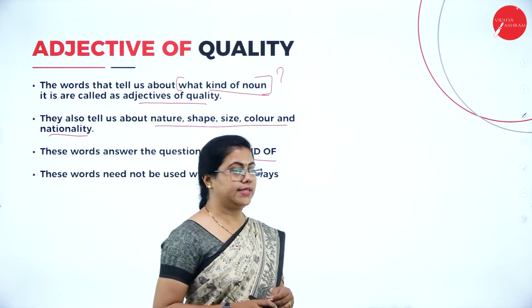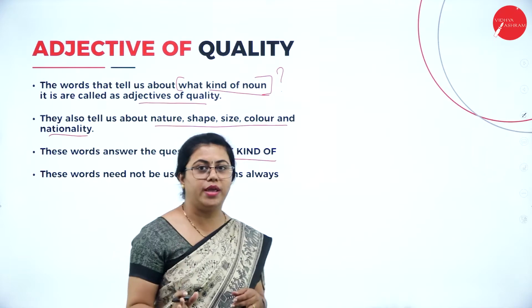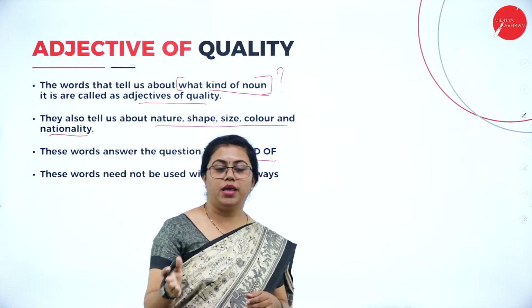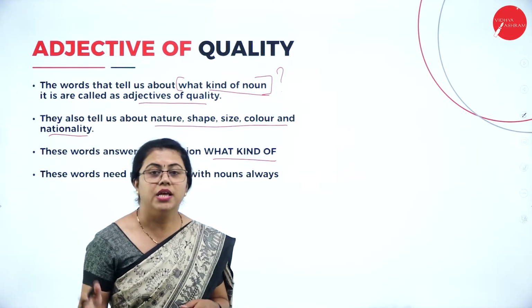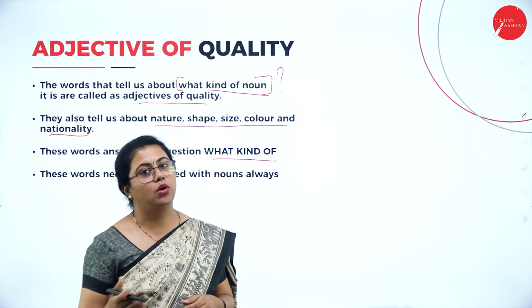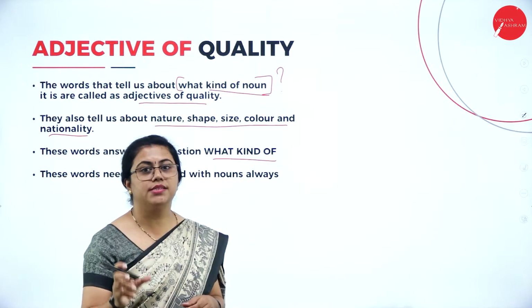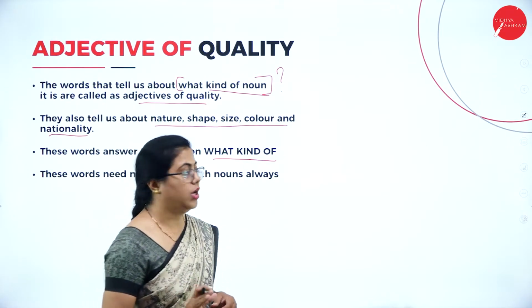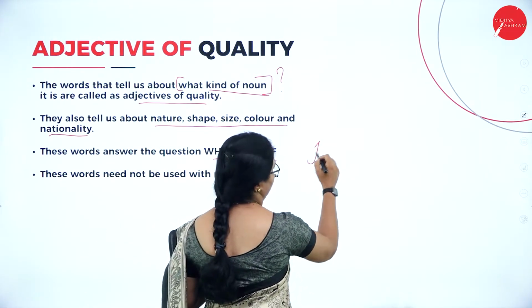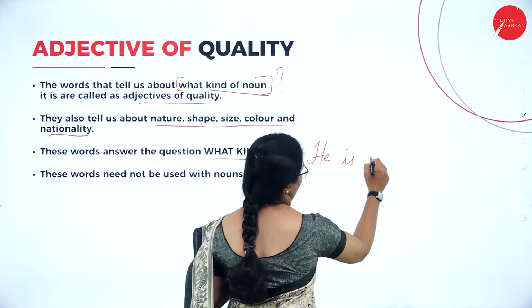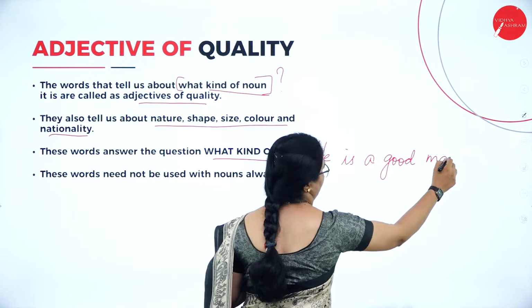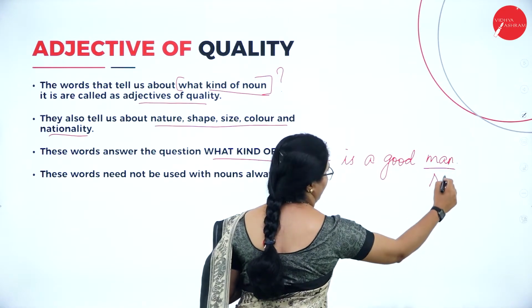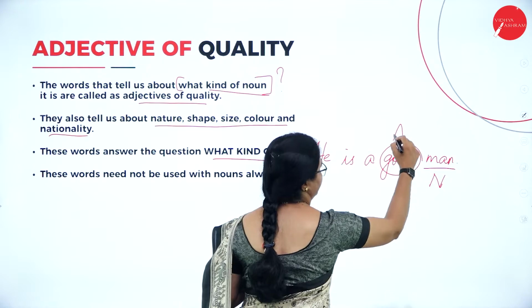Let me give you an example for that. I am giving you two examples: one sentence wherein the adjective is used along with the noun, and the same adjective used without the noun also. And this adjective is an adjective of quality. So let me just tell you, he is a good man. Man is a noun here, good is an adjective here.